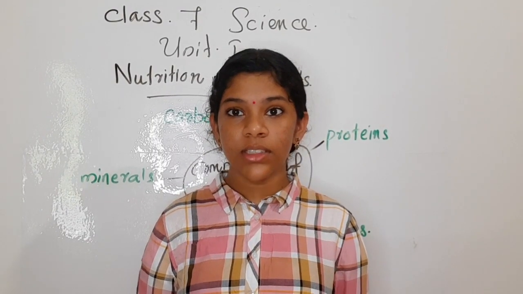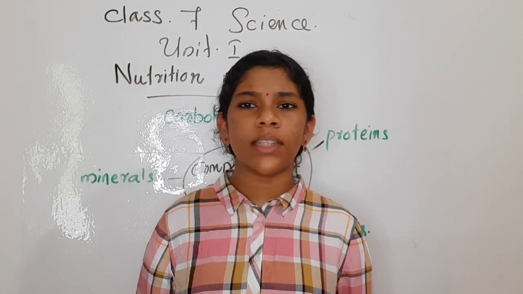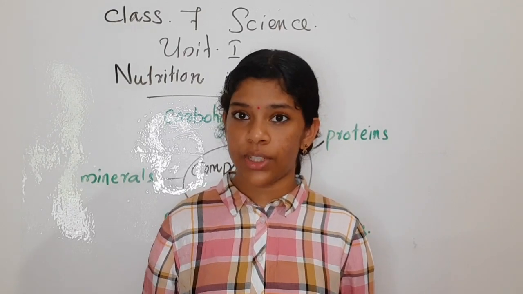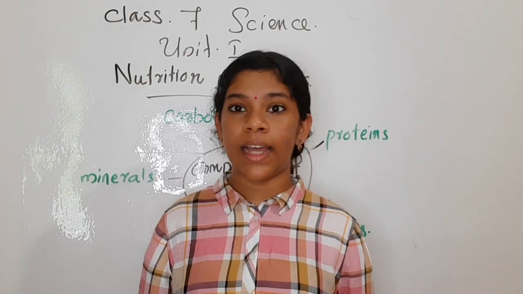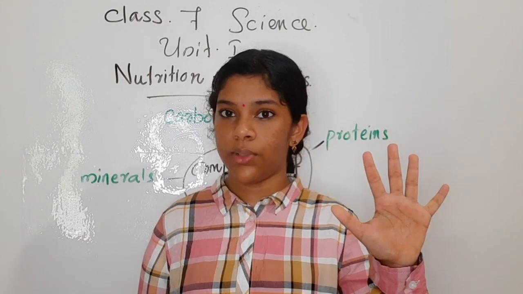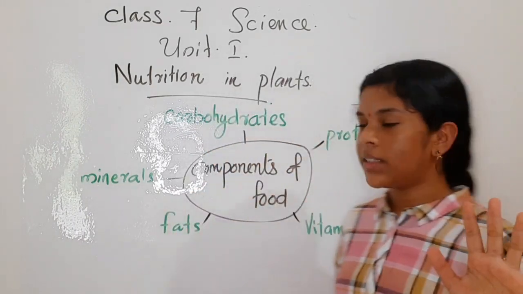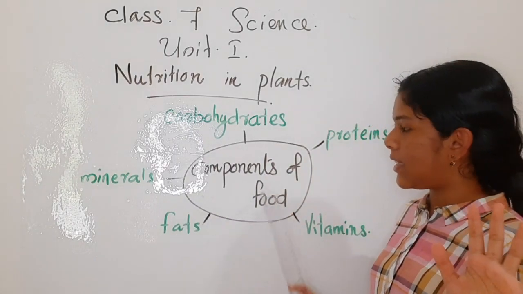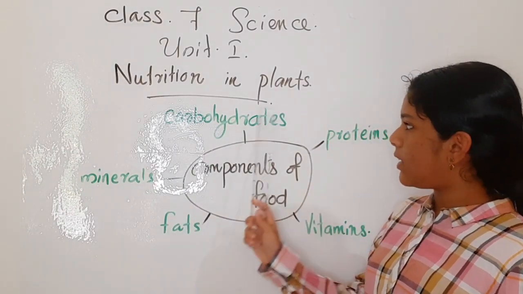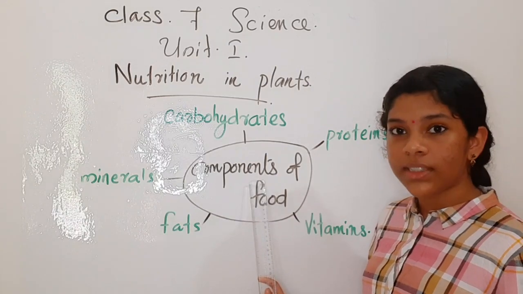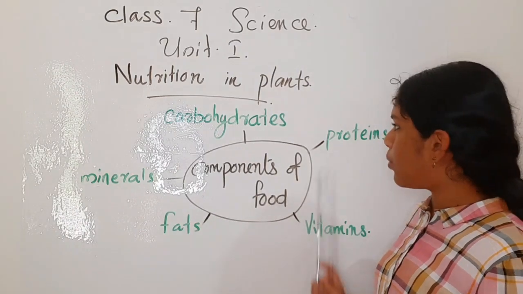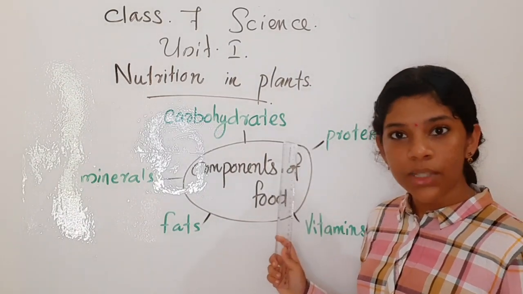In the previous years, we have learned that food is completely essential for us to live. We have also learned that there are 5 components of food. Say it with me, 5 components of food. Let's see what they are. If you look here, we can see that a figure is drawn, and here the components of food is written in the center and the 5 components are written around it. Let's see what they are.